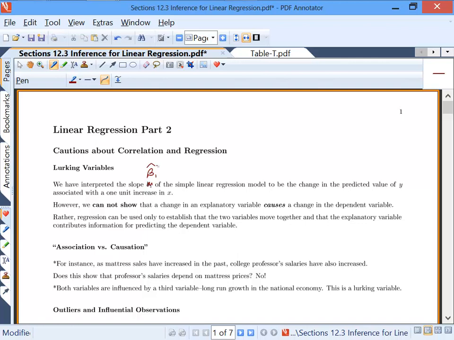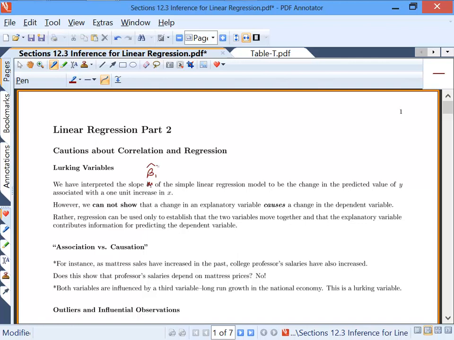So, for instance, as mattress sales have increased in the past, college professor salaries have also increased. Does this show us that professor salaries depend on mattress prices? No. So if you guys go out and buy more expensive mattresses, do I get paid more? No. Okay. What's happening here?